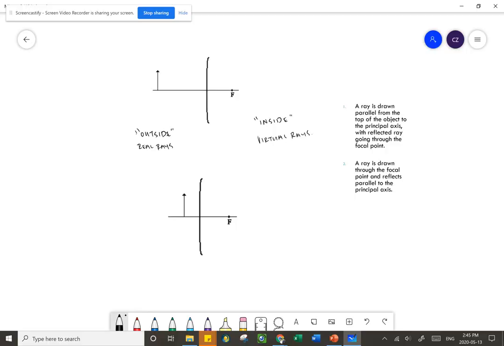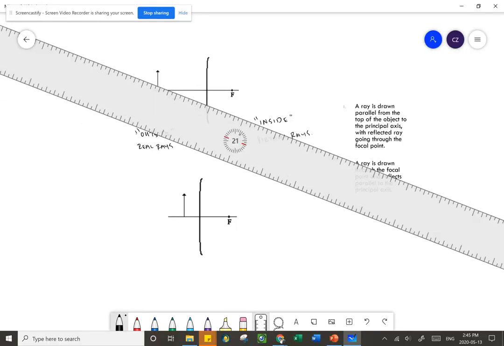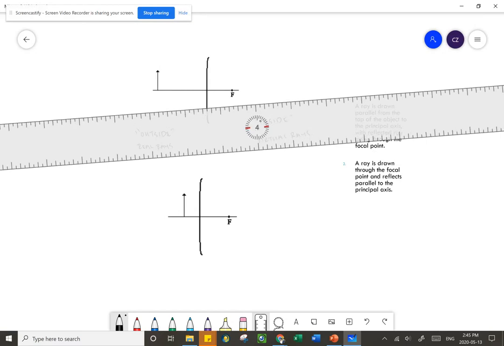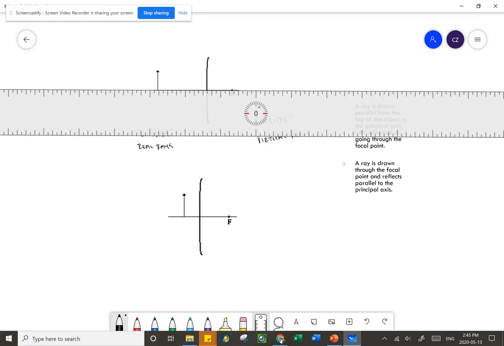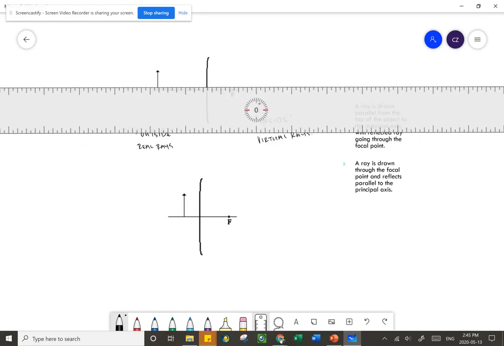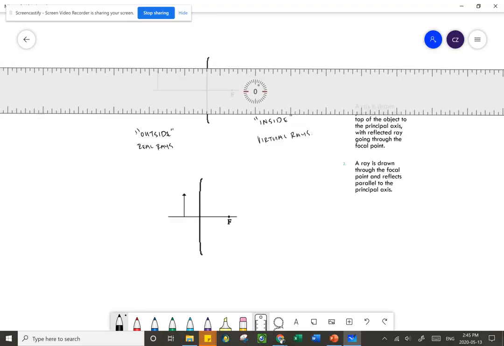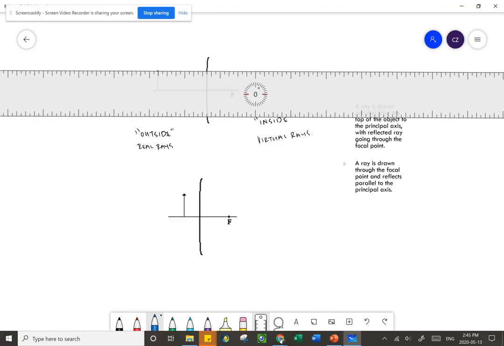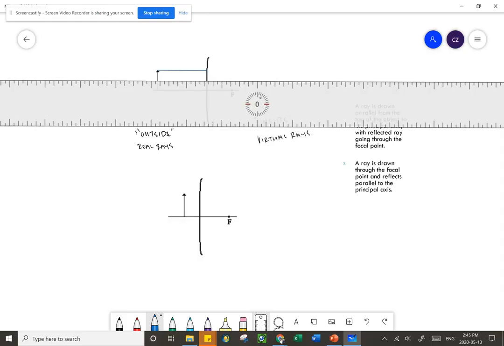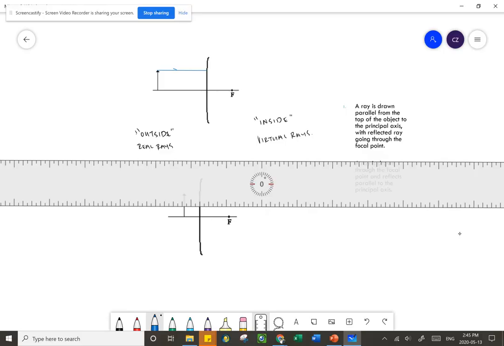So the first thing we're going to do, I'm going to take my ruler and turn this. My principal axis is right here, and I'm going to draw a ray that's parallel to the principal axis, from the top of the object into the mirror. Just like on the diagram, I'll do this one in blue. So a ray of light is going to go from the top of the object towards the mirror. Remember, the light is moving in this direction, towards the mirror.